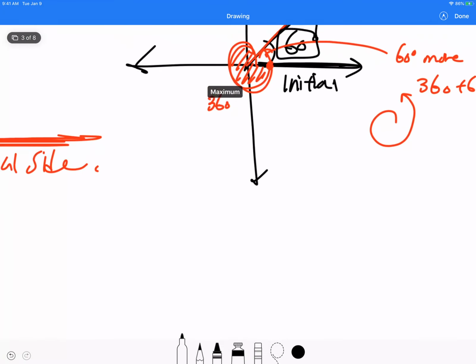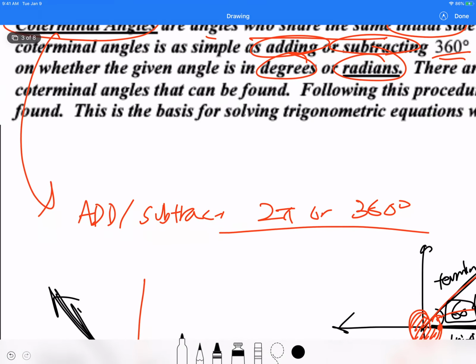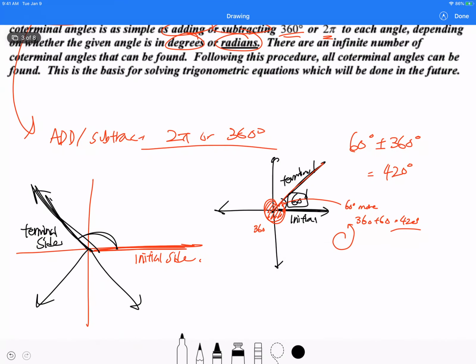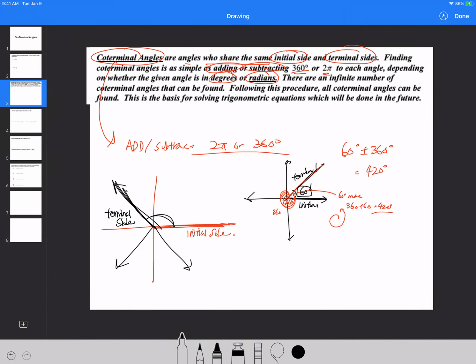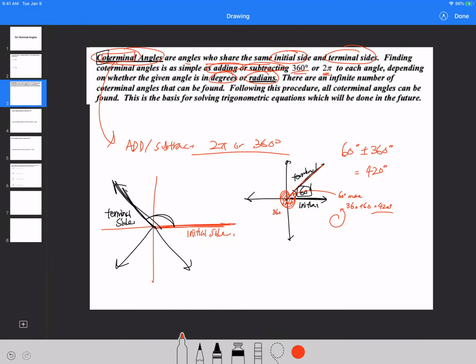So that's how you know that that's going to be your coterminal angle. Coterminal angle, like the name says, co means together, that's the Greek prefix for being together, like cooperate, corporation. So it's more than just one, and you are sharing the same terminal side. That's basically what coterminal means.